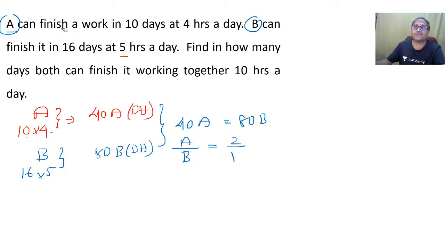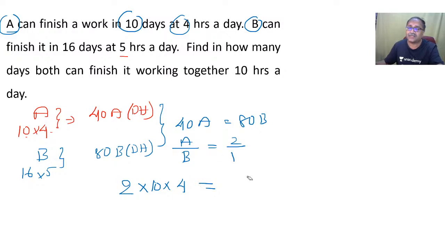If you are taking in terms of A, what is the efficiency of A? The efficiency of A is 2. And in how many days does he complete the work? He completes the work in 10 days. So write down 10. And per day, how many hours? He takes 4 hours. So this is the work, which should be equal to what we need to find out, and that is nothing but 10 hours, and both are working. When both are working, the efficiency will be 2 plus 1 is 3.